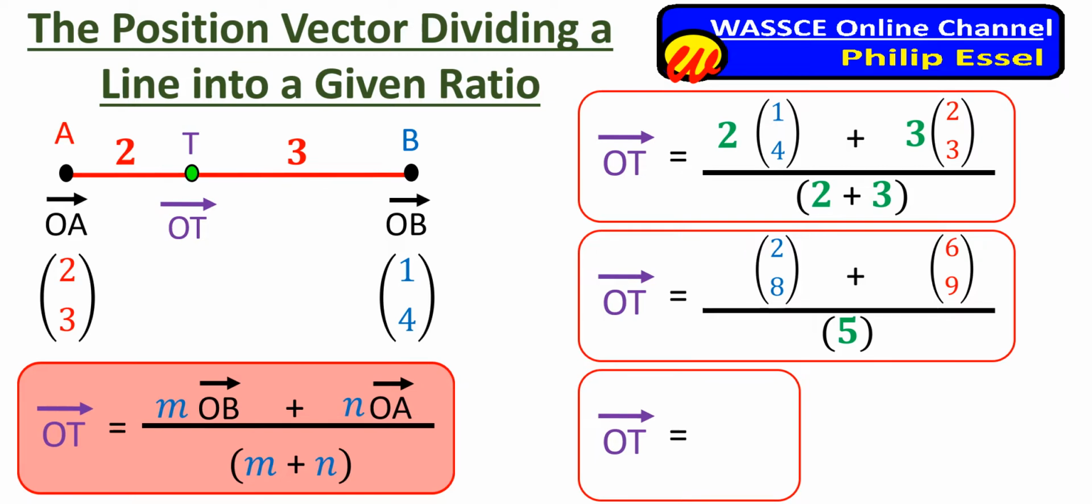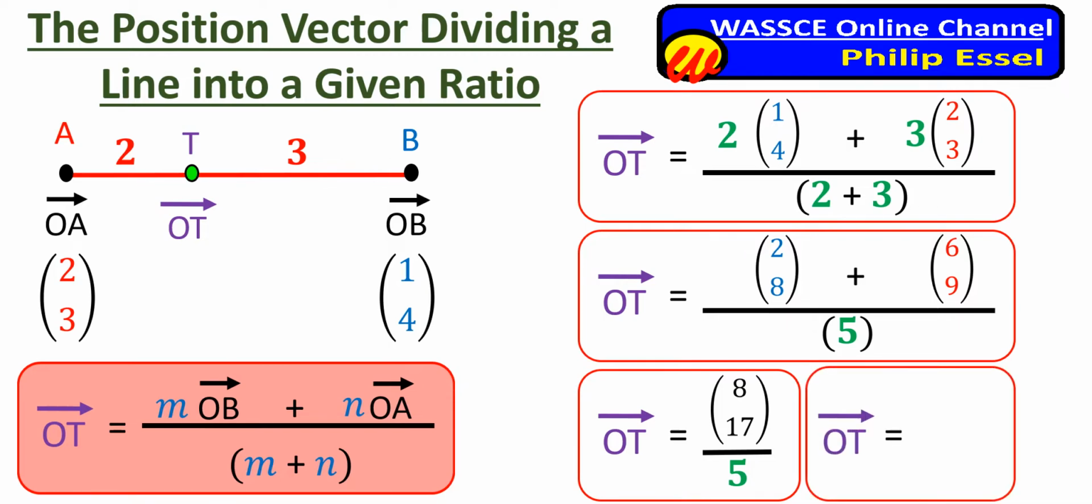So our vector OT will be equal to the vector (8, 17) divided by the scalar 5. We got the vector (8, 17) by adding the two vectors, vector (2, 8) and vector (6, 9). That's how we got the vector (8, 17). Let's note that. So at this point, we will divide our vector (8, 17) by the scalar 5.